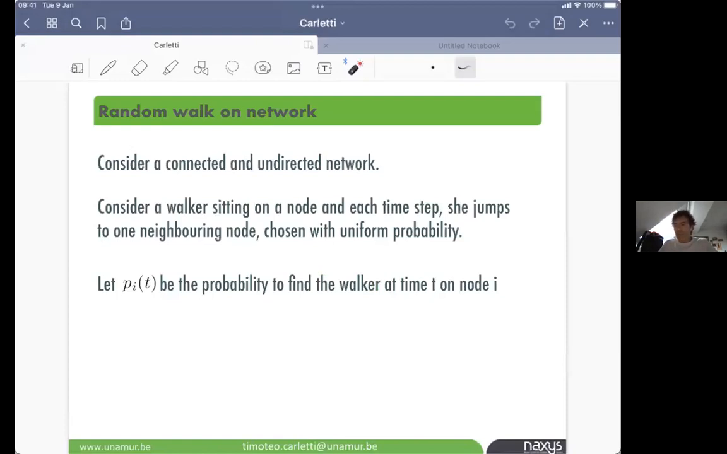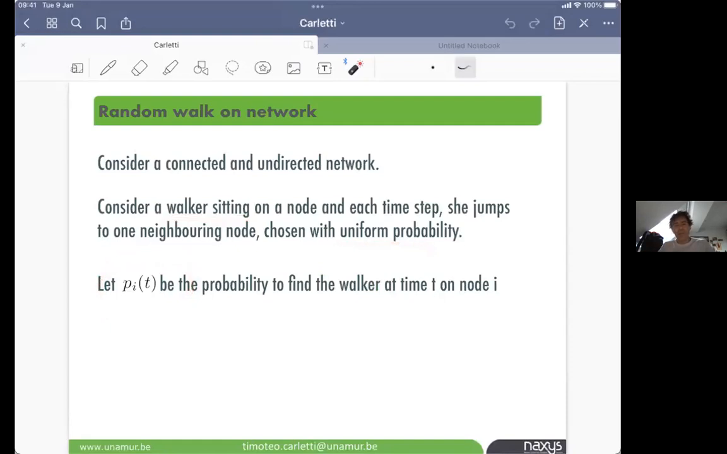Then you consider a walker, say a person, a mail, a virus, an email, a photo, and so on, which is on one node. And then at each time step, so imagine you have a clock, the walker decides to jump to one of the neighboring nodes, chosen with uniform probability. Okay, and then the question that you ask is, let us define p_i(t) as the probability to find the walker at time t on node i.